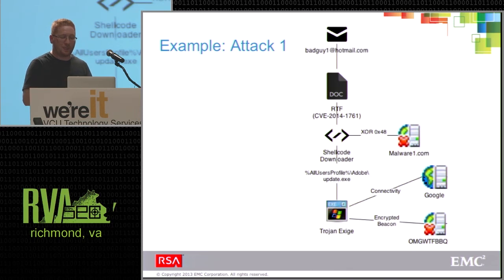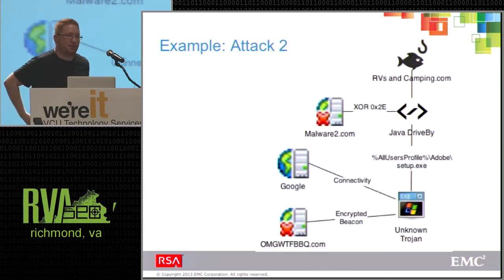We know that attack. A week later, a different attack comes in. A watering hole attack from this RV camping site, and it uses a Java drive-by, which has kind of a similar pattern. It goes to a different malware site, using an XOR key of 2E to download and decode the data. But it drops a file in the same location as the previous one, but we don't know what it is.